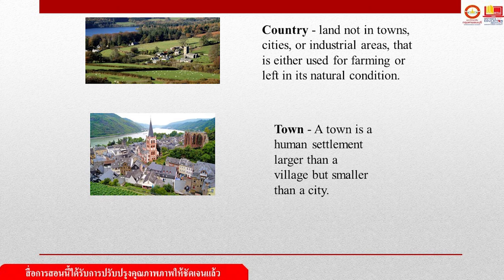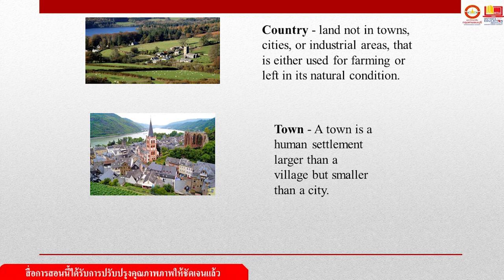Then the next one is called a country. A country is a land not in the town or a city area, not in the city. It is not an industrial area, not near to factories. It's not there. It's far away, very, very far away. That is either used for farming, for growing rice or fruits, or left in its natural condition. A natural condition means it is natural, no tall buildings, no factories, don't have anything there. There is nothing, it's just natural. Nature is very good for health.